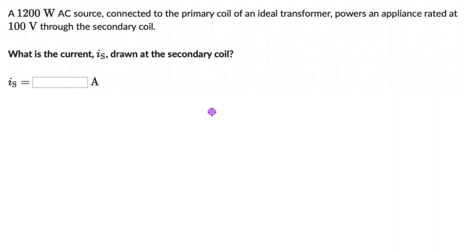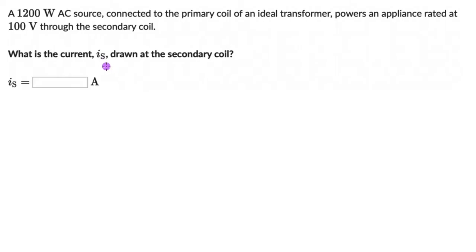Let's solve a couple of questions on transformers. Here we have a 1200 watts AC source which is connected to the primary coil of an ideal transformer, and that powers an appliance rated at 100 volts through the secondary coil. The question is to figure out the current drawn at the secondary coil, IS.